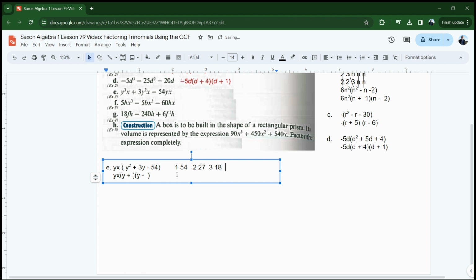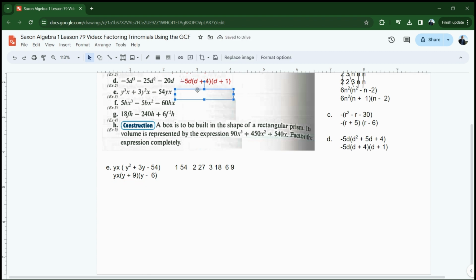All right, let's think about this. I don't think 4 goes into 54. 4 would go into 52, not 54. 5, no. 6 goes into 54 9 times. 6 times 9 is 54. And there I think we're going to have it because I noticed the difference between these two numbers is a 3. So this is going to be y plus 9, y minus 6. And that's my answer. Let's just double check, make sure I got it right. There it is.